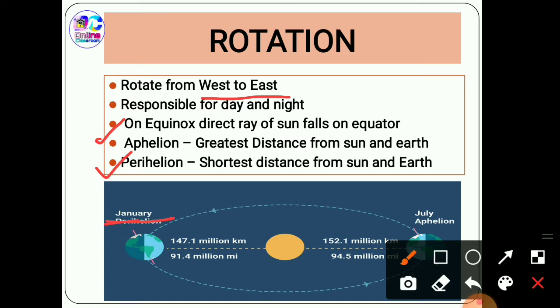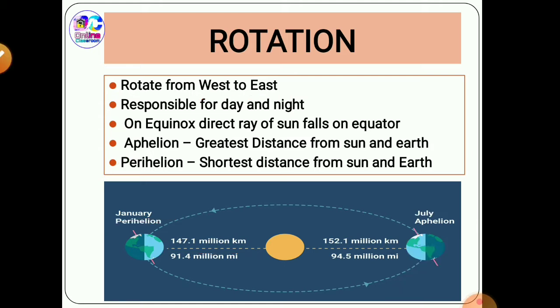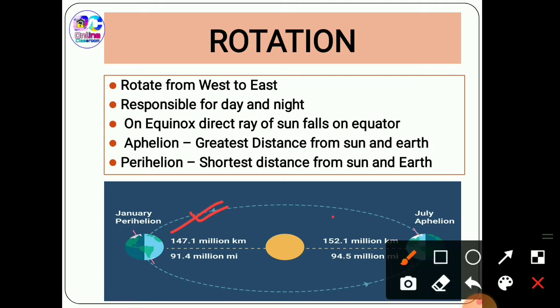So there are 2 important times, one in January and another in July. In January, the earth experiences perihelion, when it is at a distance of 147.1 million kilometres, while at aphelion it is at the greatest distance, about 152.1 million kilometres. You need to know about the distance, because sometimes the distance is given, and the dates, that aphelion is experienced in July while perihelion is experienced in January.